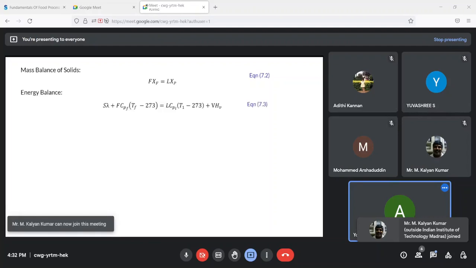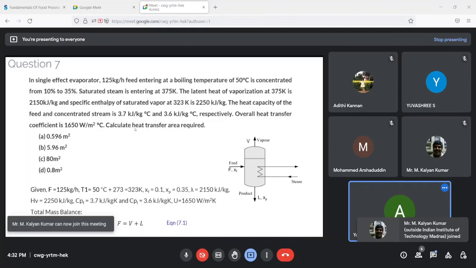Now we move on to energy balance. In the energy balance, since energy is transferred from the steam into your feed, you will actually consider the energy of the steam as well. So what is inlet in this case? You have two inlets here: a feed inlet and a steam inlet. And you will have three outlets here. One is the vapor, one is the product, and one is the condensed steam.